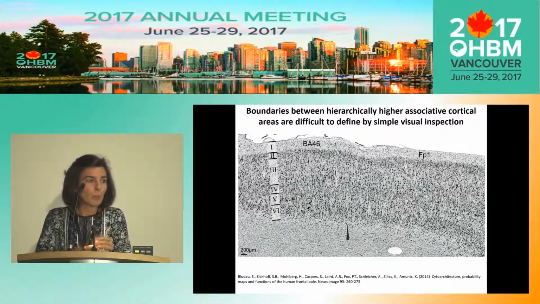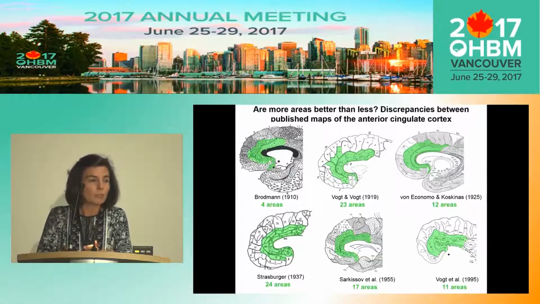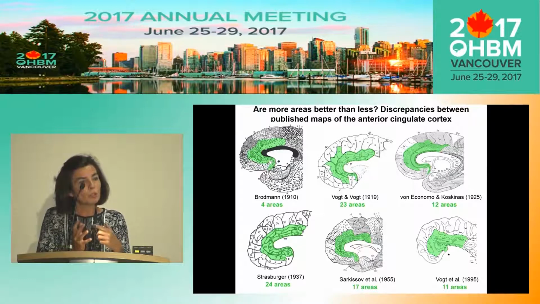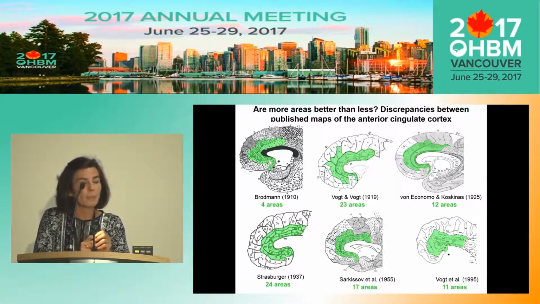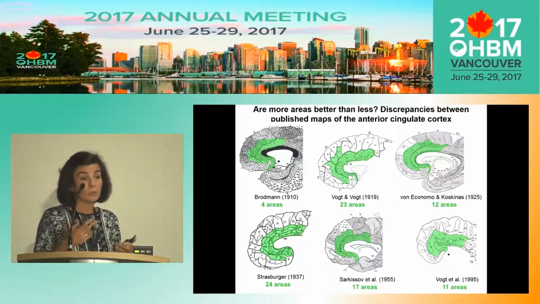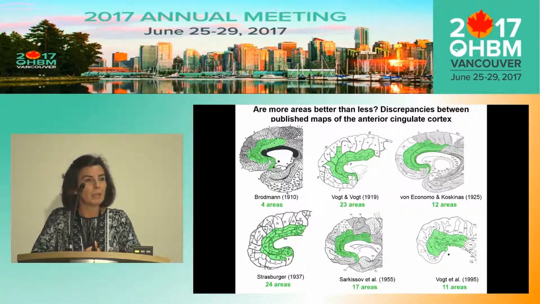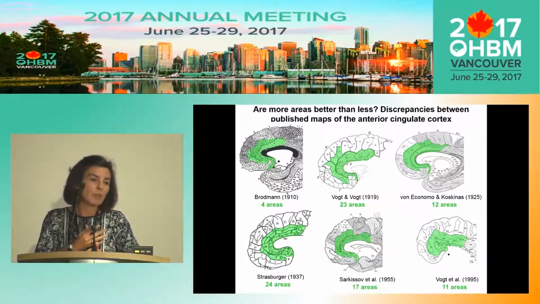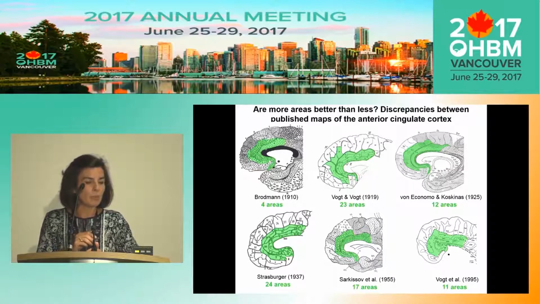So that's why modern microanatomical studies aiming at parcellating the brain have decided to take an approach which would avoid observer-dependent definition of borders. And that's important because depending on the observer, you can identify a different number of areas within the same part of the brain, just depending on the criteria that you use to identify a border.